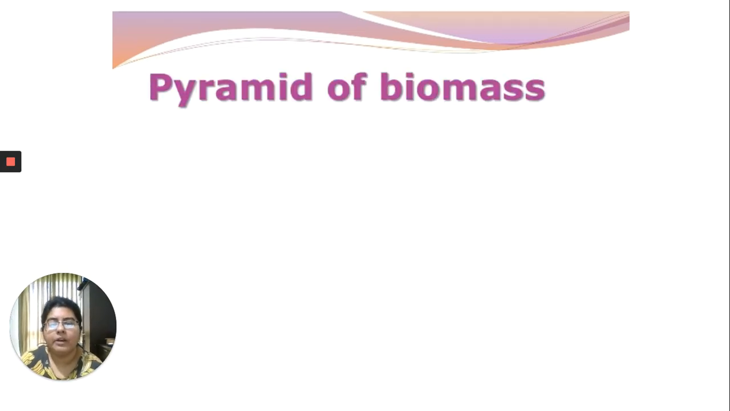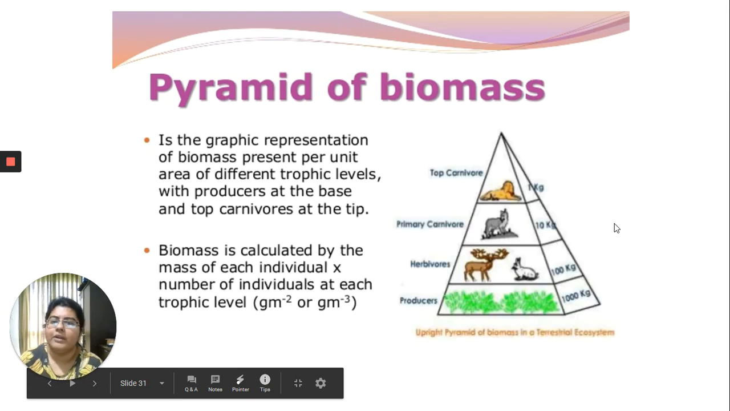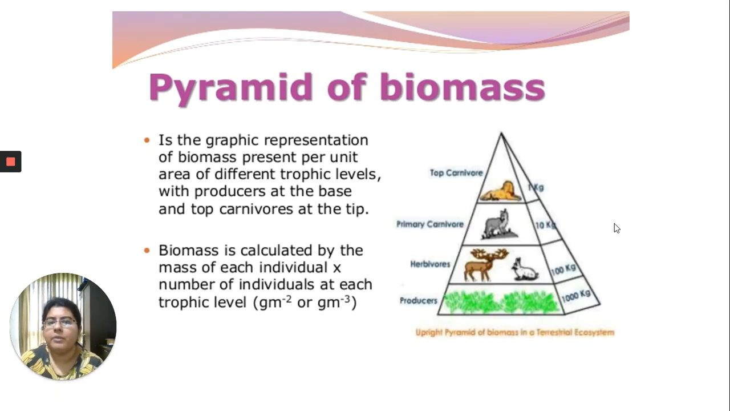Now let's look at the pyramid of biomass. This is also a graphical representation of biomass present per unit area. Now what is biomass? Biomass is the amount or the weight or the mass of each individual found in one unit area. I discussed this in the previous task. So per unit area, what is the different mass of different trophic levels? When you calculate this, you will always notice that the producers' biomass is the largest.